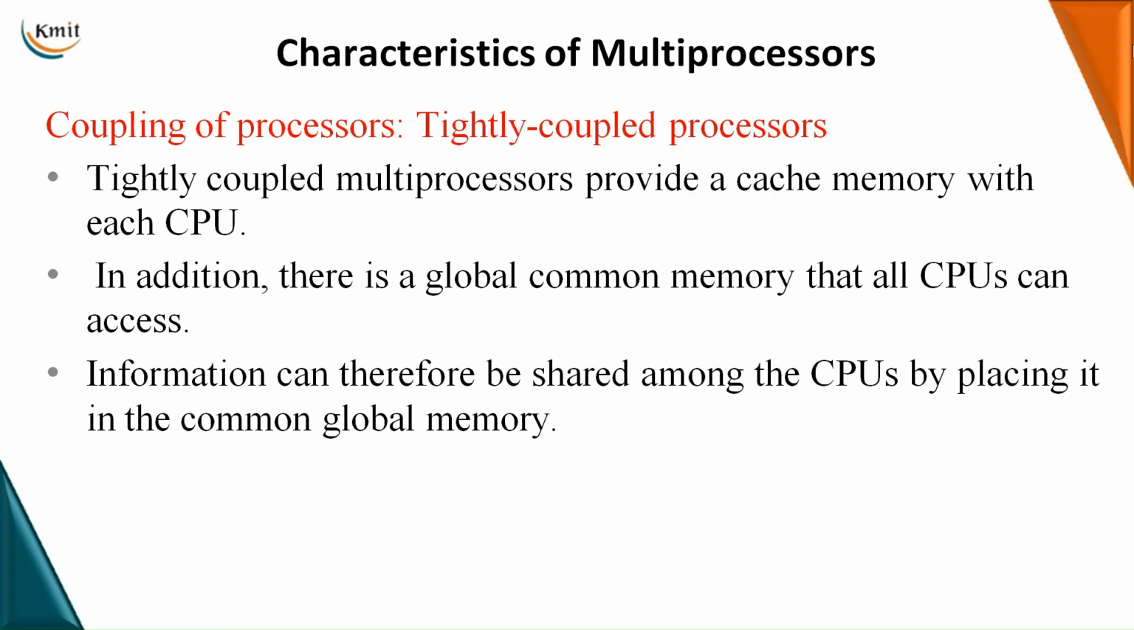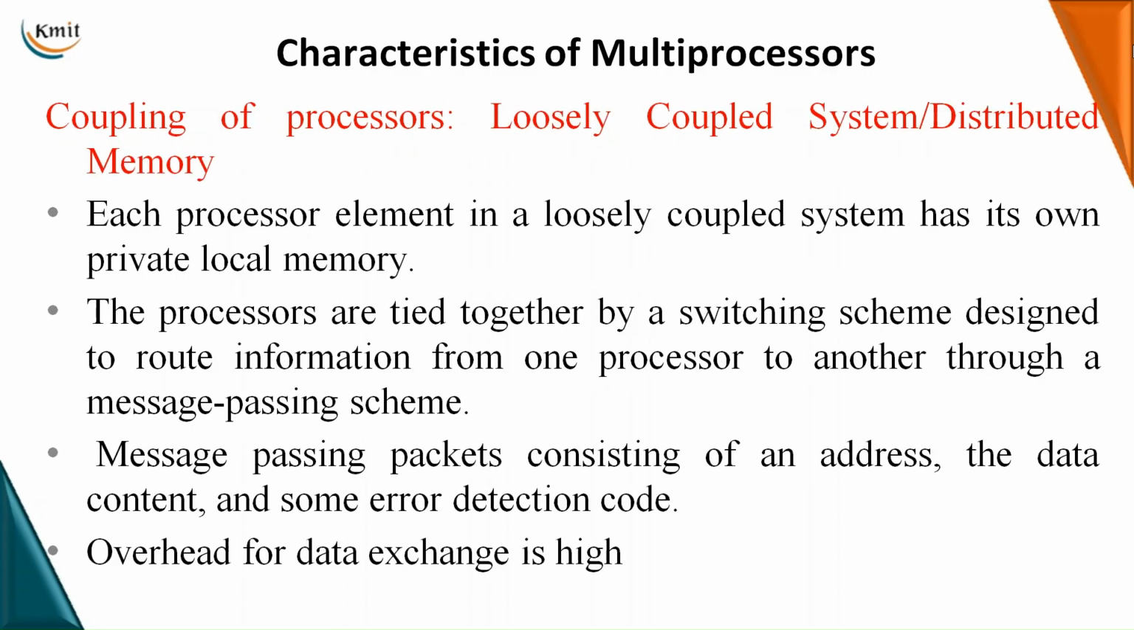Tightly coupled multiprocessors have a cache memory provided with each CPU. In addition, there will be a global common memory that all the CPUs can access. So when there are multiple processors present in the system, each processor has its own cache memory and all the processors share a common global memory. The information can be shared among multiple CPUs by placing it into the global memory.